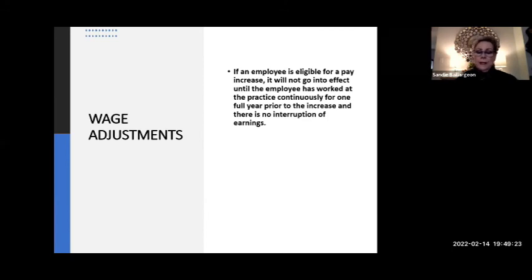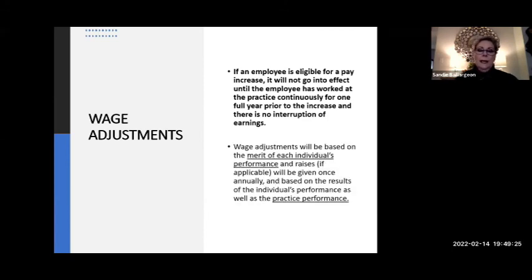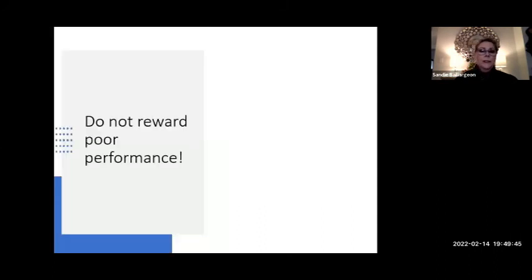You have to bring them back at what they were making, because you can never go the other way. You can't go down in salary, you can only go up. Wage adjustments will be based on the merit of each individual's performance, and raises, if applicable, will be given based on the results of the performance review. You have to have the money in the budget, and you have to be making money in order to award salary increases. Bottom line is, do not reward poor performance.